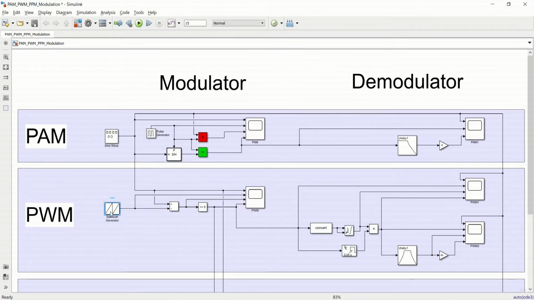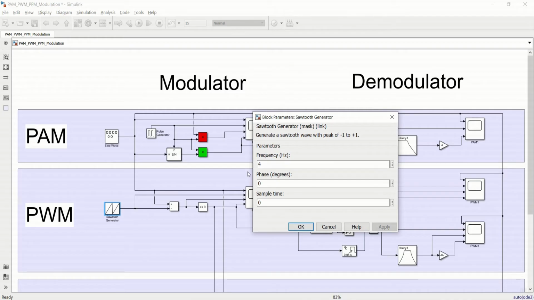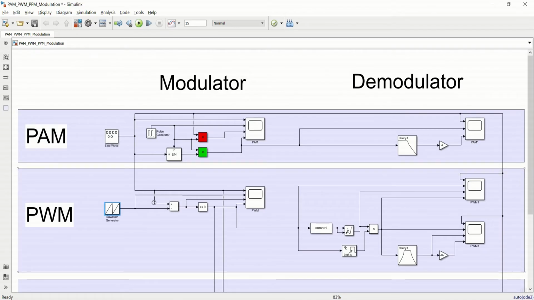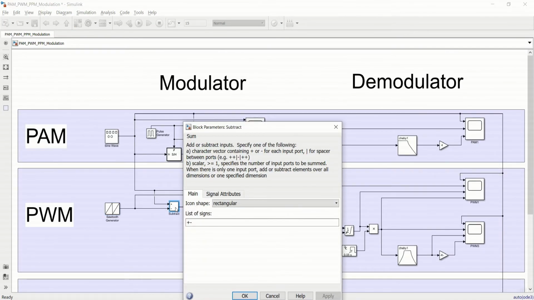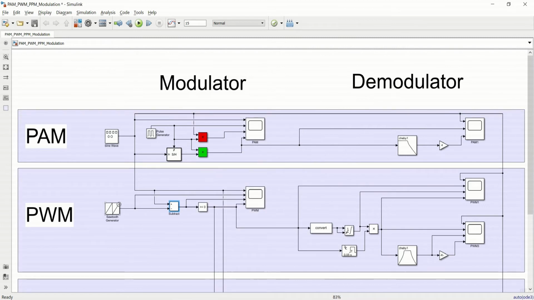Next we have a sawtooth generator with a frequency of 4 Hz, and then we have an add block where we have set a plus and a minus. That is, in this sum block we are subtracting this sawtooth from this message signal. So the output of this subtract block is fed to the PWM scope, whereas the sawtooth is also fed to the scope in the second port.